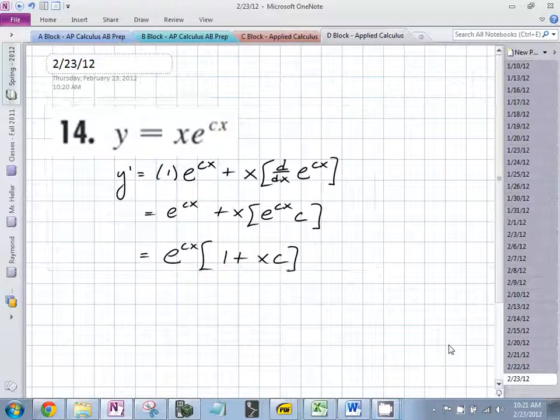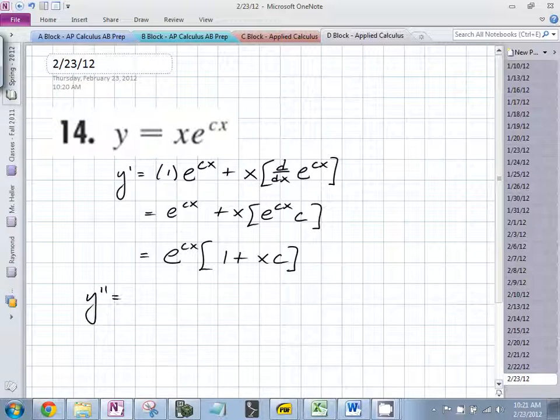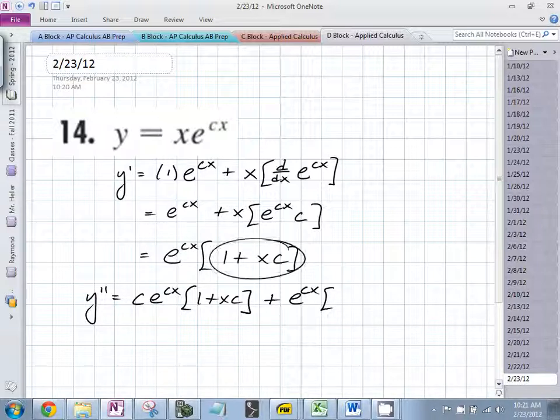So we can do the second derivative. We can do it as a product of two things. So the second derivative is going to be the derivative of the first, which is c e to the cx, times 1 plus xc, plus e to the cx times. What's the derivative of that? C plus C. It's just C.